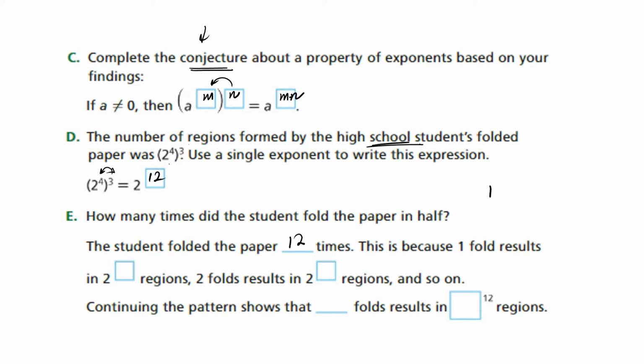Why? Because look, power 1 means 1 fold. If you have power 2, it means how many folds? 2 folds. And when it has power 12, it means 12 folds. So, in two regions, 1 fold results in 2 to the power of 1 region. 2 folds means 2 to the power of 2 regions. And continuing the pattern shows that 12 folds result in 2 to the power of 12 regions.